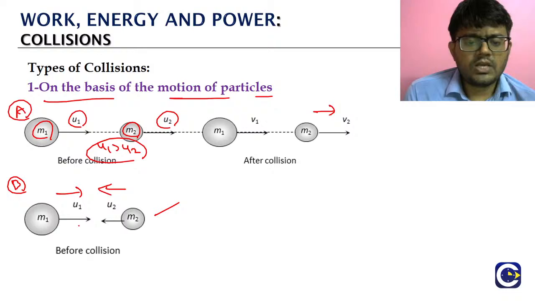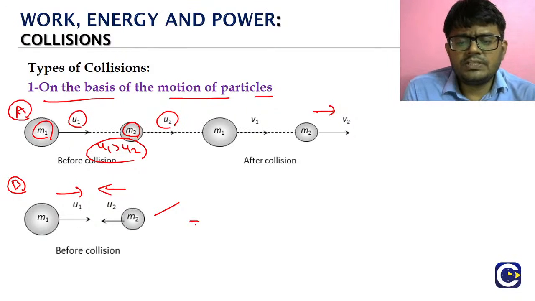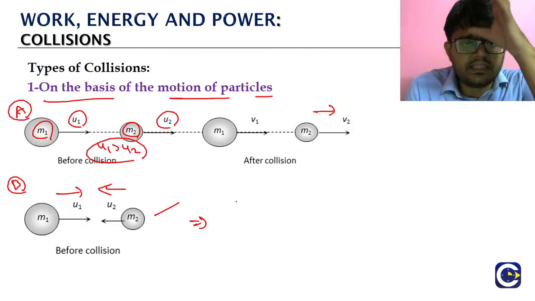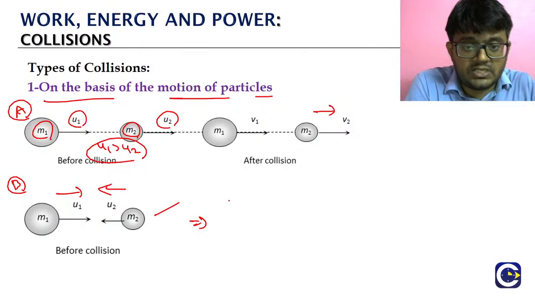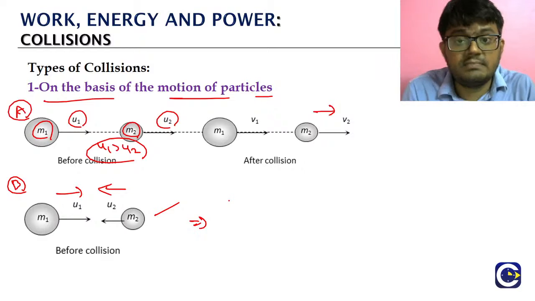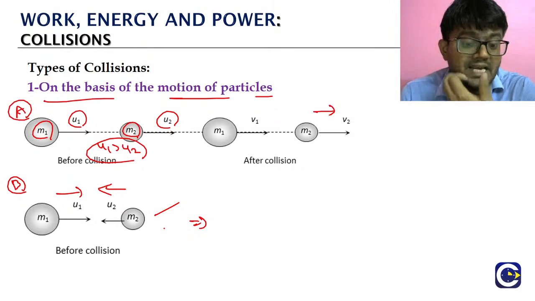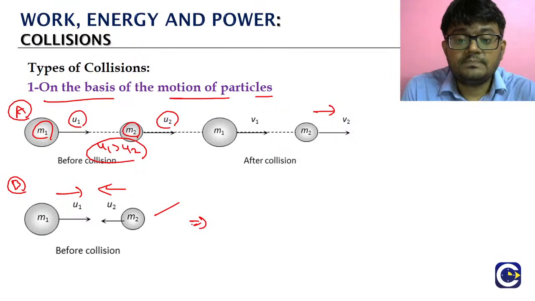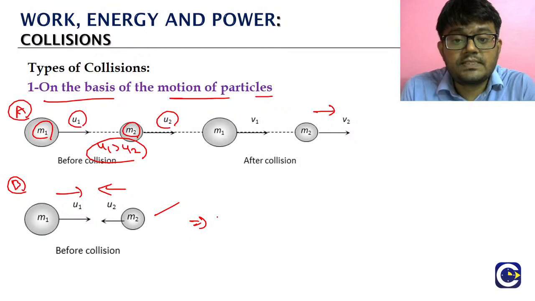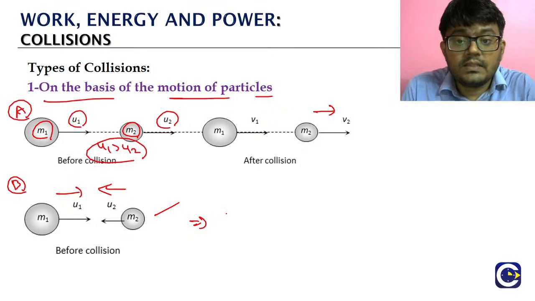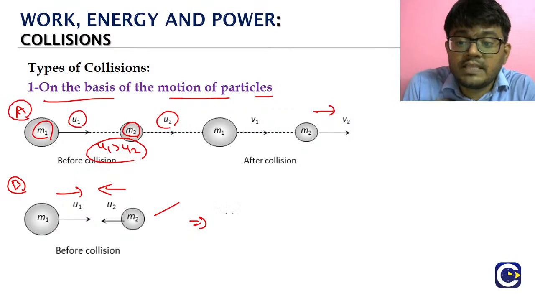Okay, now here also they will collide, and after collision, depending upon the velocity values, either they may move in the same direction or they may move in different directions. We'll see multiple scenarios can happen. But here also what we generally observe is that the objects after the collision will still keep moving in the same line.